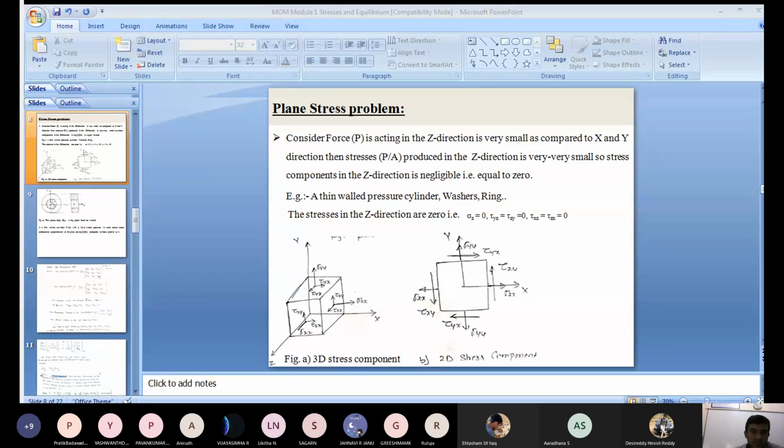The z axis we can't see. That's why you represent only the x axis and y axis here. Now this is a positive x plane, this is a negative x plane. On the positive x plane, what stresses are acting here? Sigma x is acting, tau xy is acting. What about tau xz? Stress in the z direction is 0, which means tau xz is 0.